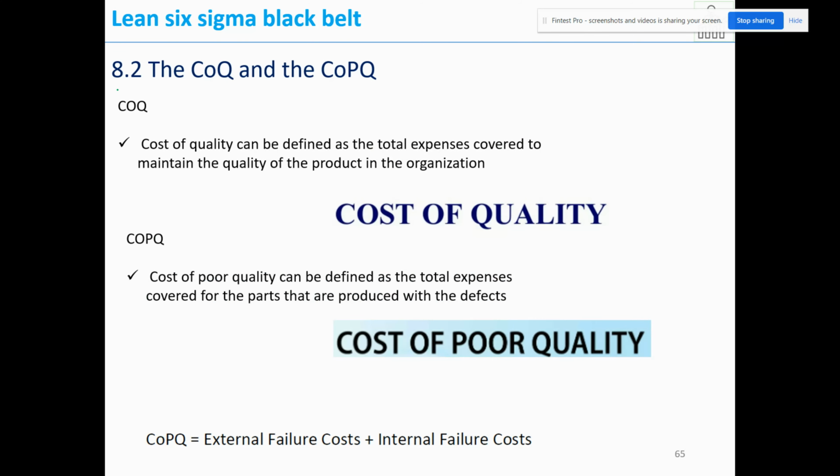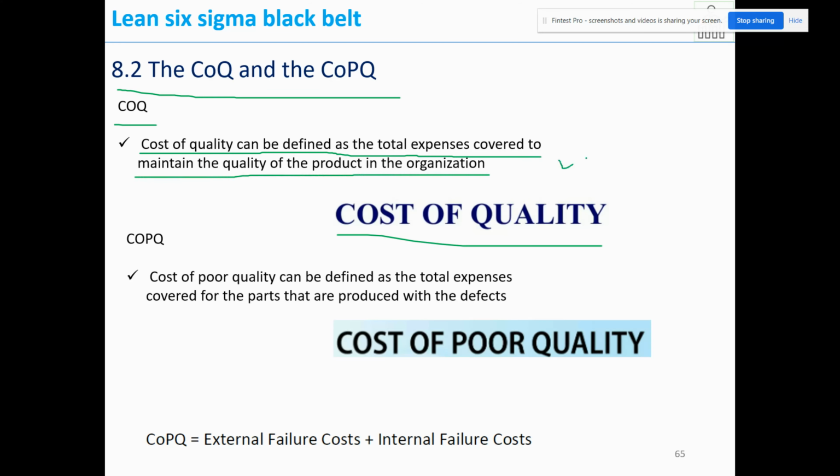Next, the COQ and the COPQ. So what is COQ? Cost of quality. Cost of quality can be defined as the total expenses covered to maintain the quality of the product in the organization. So now what you understood? The cost of quality is nothing, but in order to maintain the requirements of the customer, in order to maintain the quality of the product in its form, fit, and function, the cost that we are spending towards maintaining that, towards achieving that particular quality is called cost of quality.